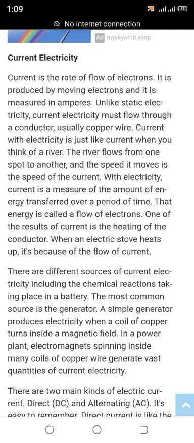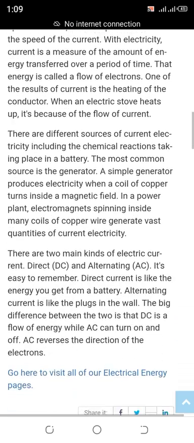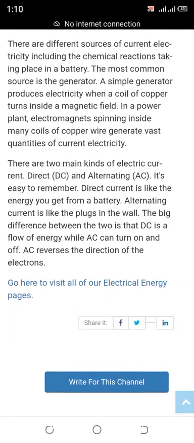One of the results of the current is the heating of the conductor. When an electric stove heats up, it is because of the flow of the current. There are different sources of current electricity, including the chemical reactions taking place in a battery. The most common source is the generator. A simple generator produces electricity when a coil of copper turns inside a magnetic field. In a power plant, electromagnets spinning inside many coils of copper wire generate vast quantities of current electricity.